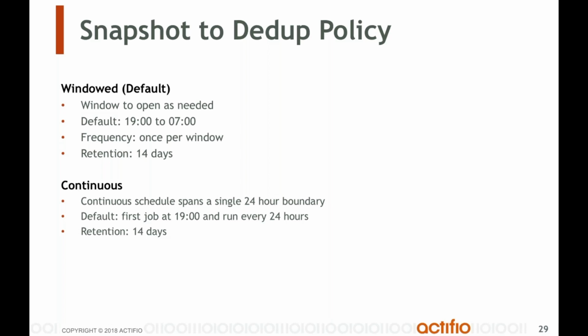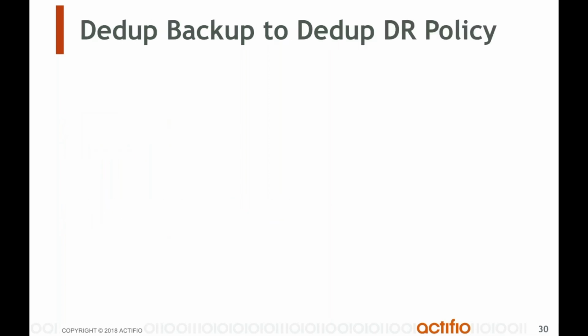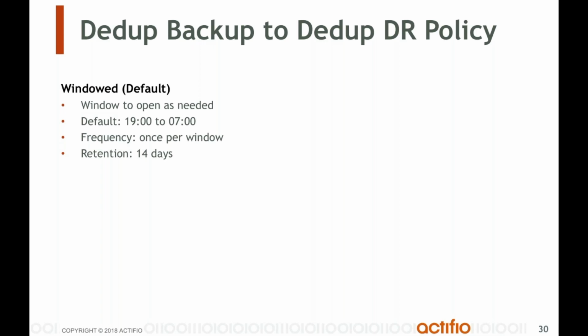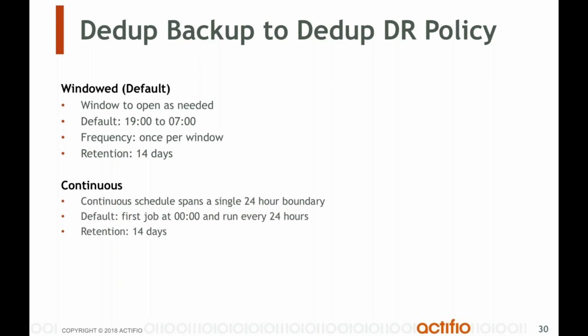For our dedupe backup to DR policy, we also have windowed as the default. Again, just like the others, the window will open as needed. The default is the same time frame, the frequency once per window, and we're going to retain that for 14 days. I can select continuous. Same as the others, continuous will span the 24-hour boundary, but the first job will start at midnight instead of 1900 hours, and it will run as needed every 24 hours with a 14-day retention period.